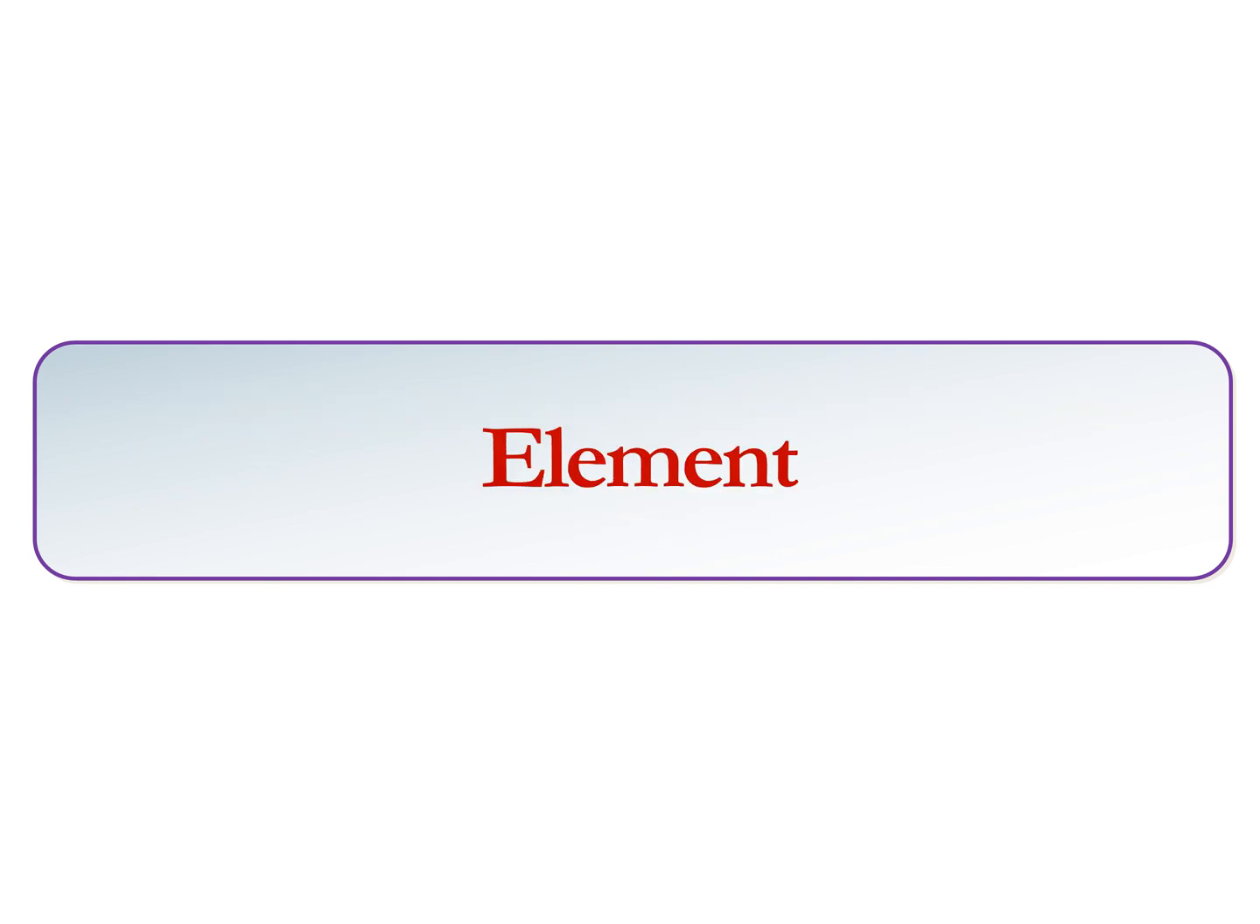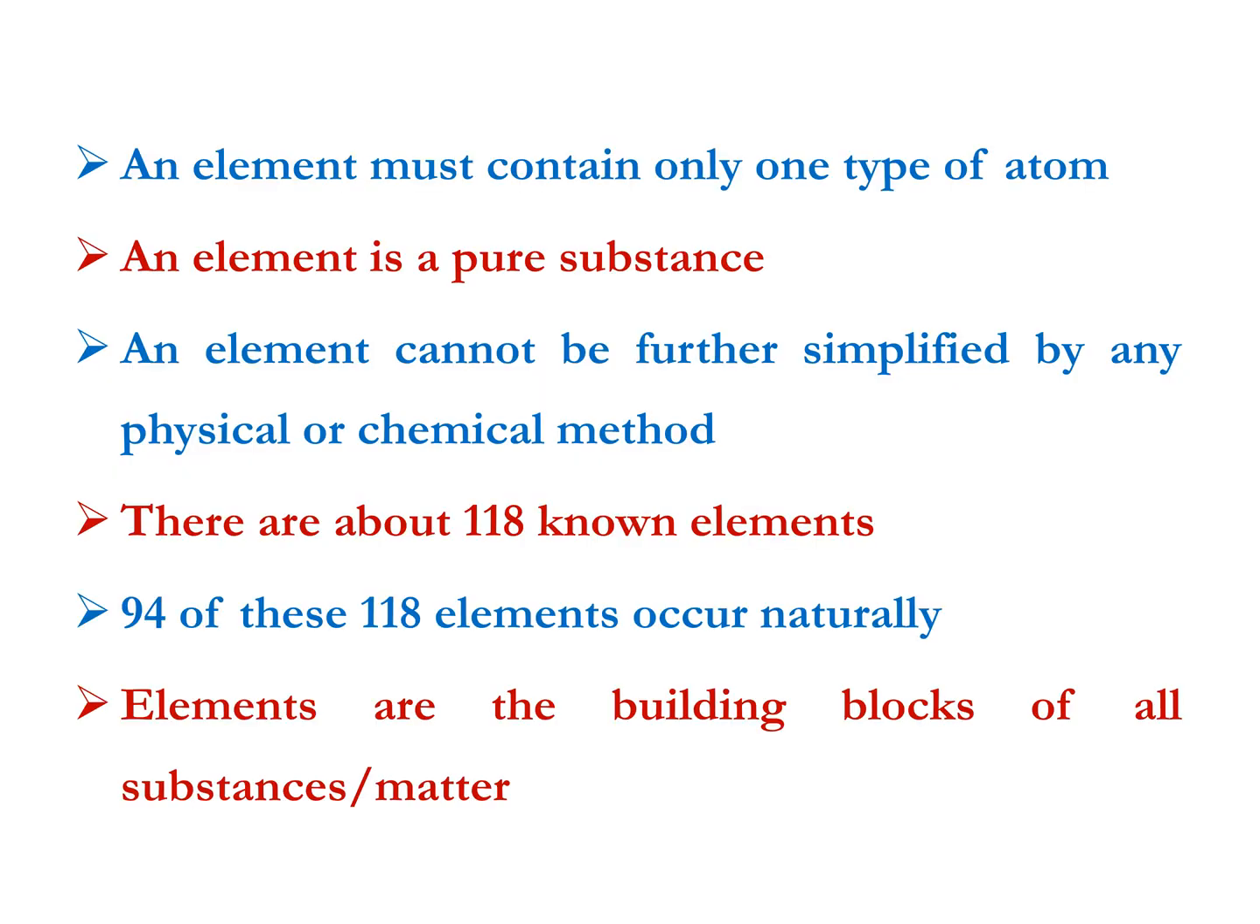So we start with element. What is an element? An element must contain only one type of atom. This means that an element must be a pure substance. So an element must not contain more than one type of atom. Also, an element cannot be further simplified by any known physical or chemical method.